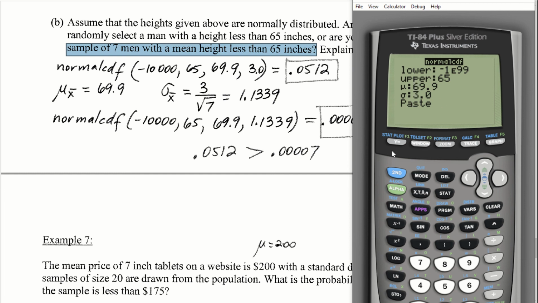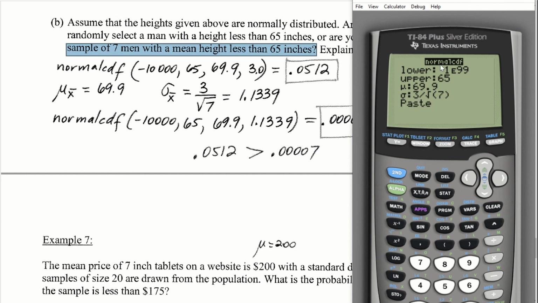But now in this case, we're looking at a sample of size 7, which means that sigma sub x bar should be equal to sigma divided by the square root of n. That's going to be 3 divided by the square root of 7. Now, before we go any further and compute this, let's take a step back for a moment.